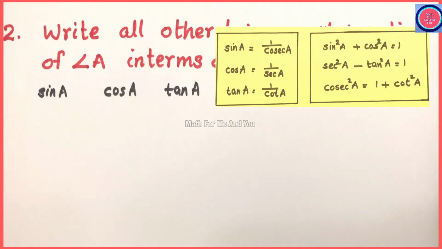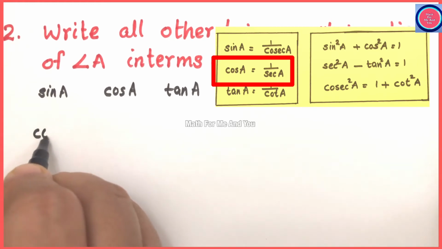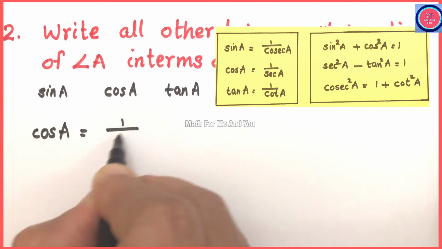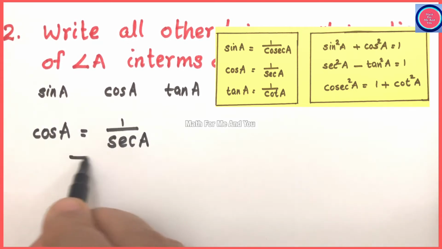Which ratio can we write first? Which ratio is directly connected with the sec? Here we can see cos is directly connected with the sec because they are reciprocals. So let's start with cos A. This is equal to 1 divided by sec A. So we have changed cos in terms of sec.